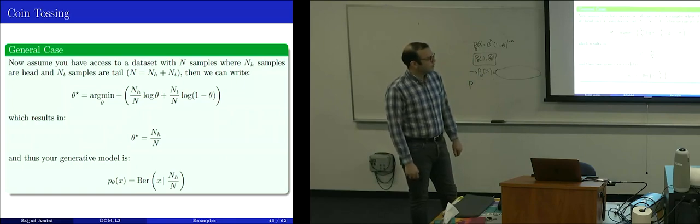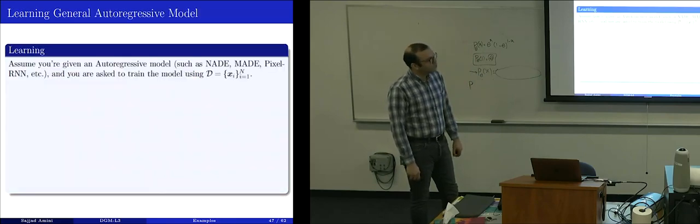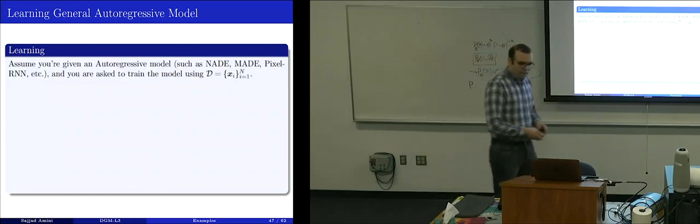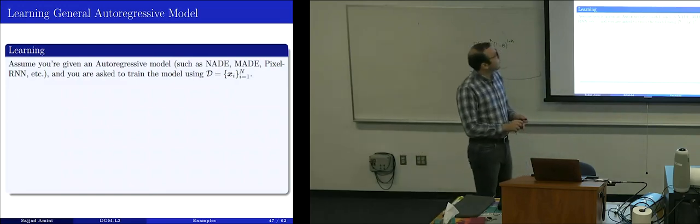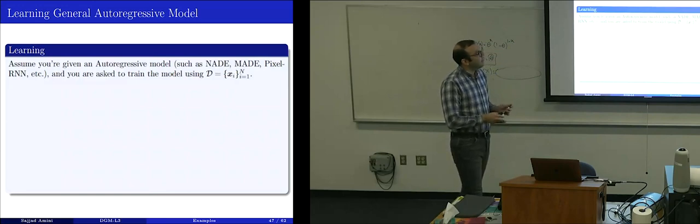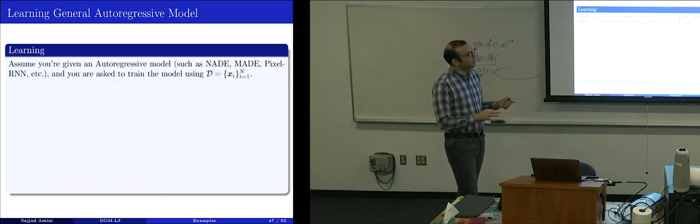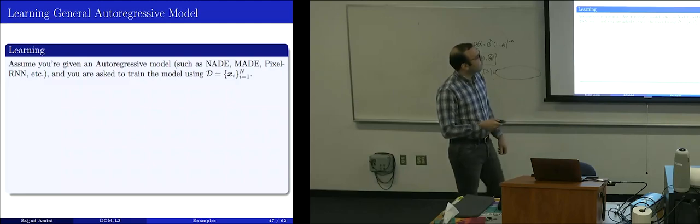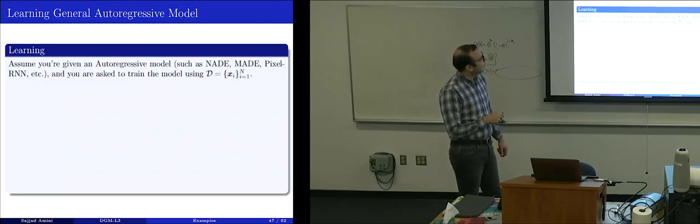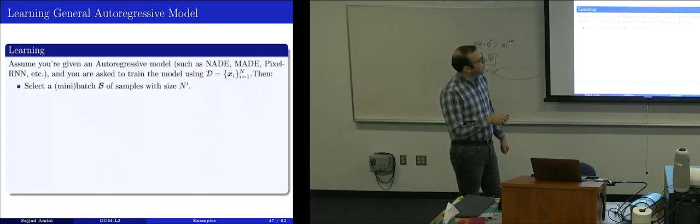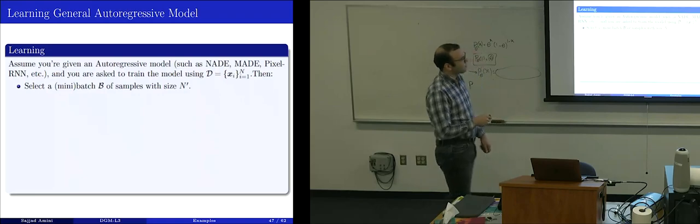And this is your model. So these two were very simple examples of learning a model based on maximum likelihood estimation. Now, if you want to learn a NADE, MADE, PixelRNN, etc., what can we do? Assume that I have access to this data set, for example these are samples of MNIST, and I want to train a MADE over the MNIST data set.